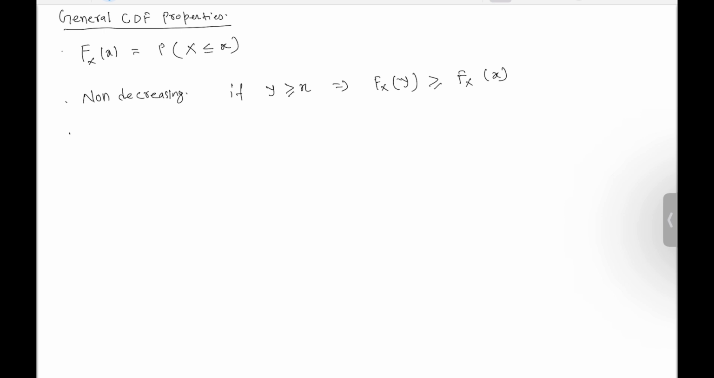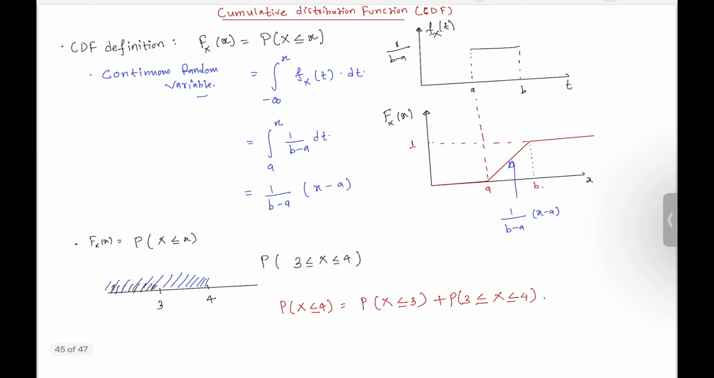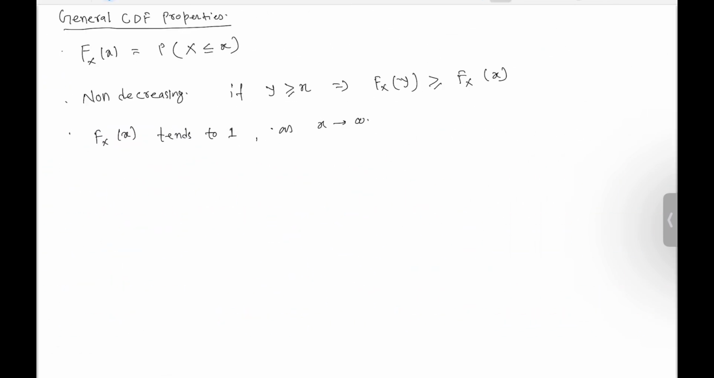Now the value of the CDF will tend to 1 as x tends to infinity, right? You can consider this example of CDF, or maybe this example, as you go to the right or to infinity, you will be accumulating probabilities, and at that time you will have accumulated all the probabilities, right? It will converge to the value, the maximum value that the CDF can have, which is 1. We have already seen that.